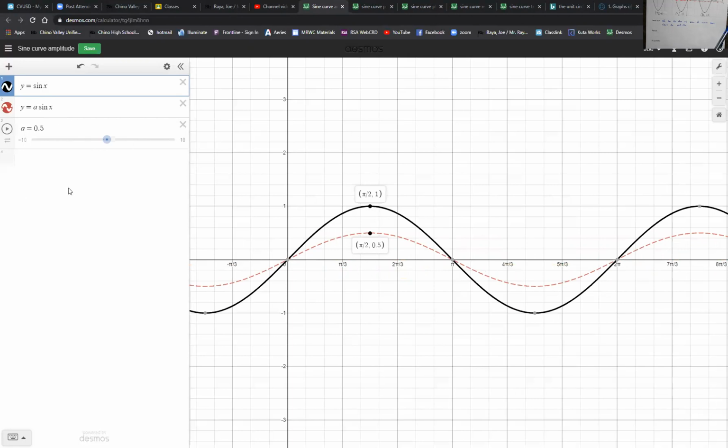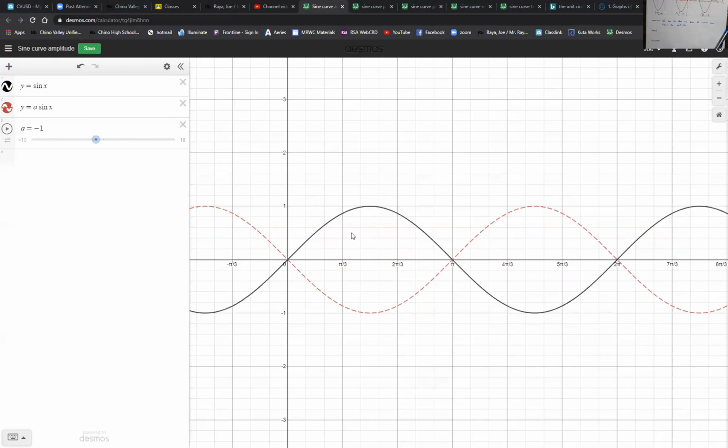Now, if a is negative, watch what happens. What normally happens when there's a negative in front of any trig function? It flips upside down. So you can see now when there's a negative in front, it flips upside down. So when you graph, instead of starting at 0 and going up to the maximum first, if there's a negative in front of the sine curve, you start at 0 and you go down to the minimum first. And then you continue on with that curve. You just have to remember how that wave looks.